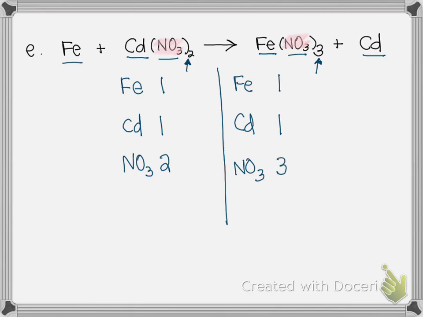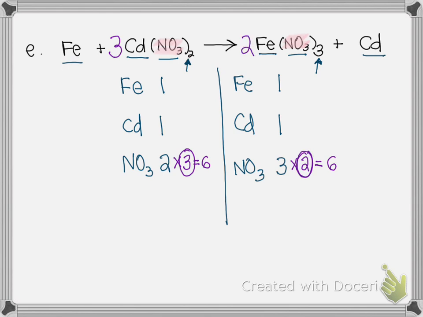So the first number that 2 and 3 have in common is 6. So if I multiply this one by 3, I will get 6. So that is my coefficient, and it has to go all the way in front of the cadmium, because it can't go anywhere else. It has to only go in front of the formula, not in between, not changing subscripts. And then on the product side, I have 3, so this one I'd multiply by 2. So that's my coefficient. I put a 2.